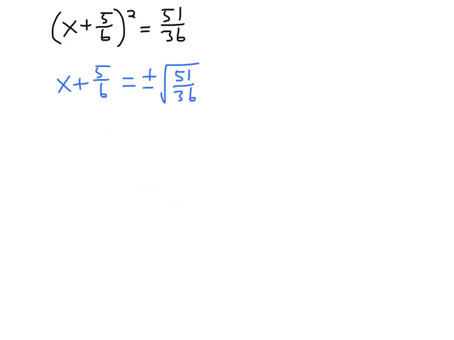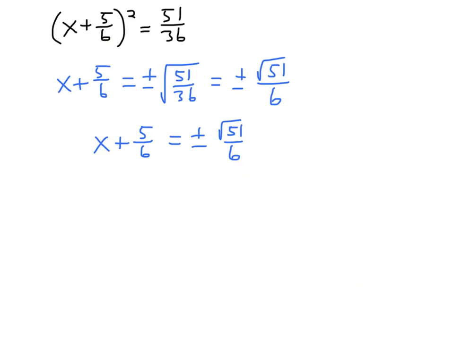Now, the first thing we'd want to do is try to simplify that square root. So let's take the square root of the top and put it over the square root of the bottom. Now the square root of 36 is just 6. Okay, so I can just simplify that. So the equation I have now is x plus 5/6 equals plus or minus the square root of 51 over 6. And I'm trying to solve for x, so I have to subtract 5/6 from both sides.